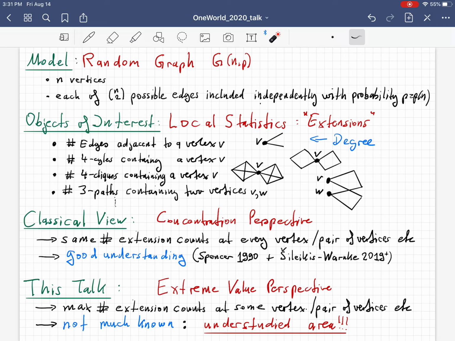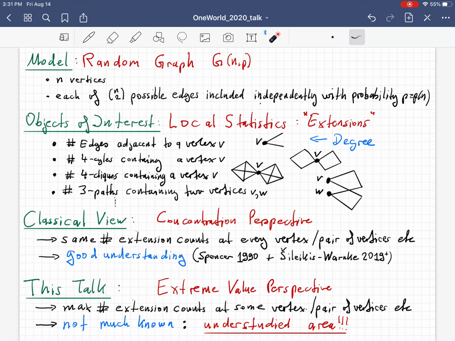So what are the objects of interest that we're going to study? We're going to study some kind of local statistics. The simplest local statistic is, for some vertex, how many edges are adjacent to it, how many neighboring vertices there are. This is usually called the degree. And once we ask how many edges are adjacent to some vertex v, you can also ask how many other structures are adjacent to v. You might be interested in how many 4-cycles are there adjacent to some vertex, or how many 4-cliques, complete 4-vertex graphs, are adjacent to the vertex.